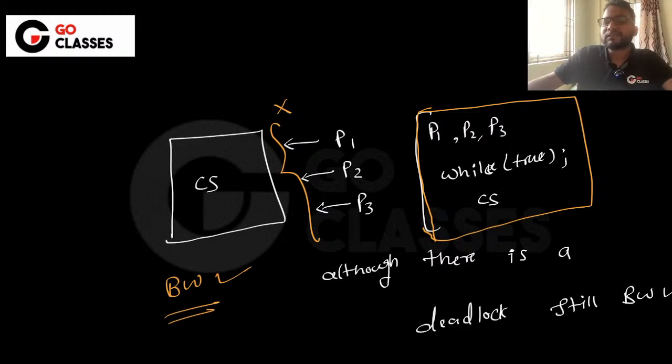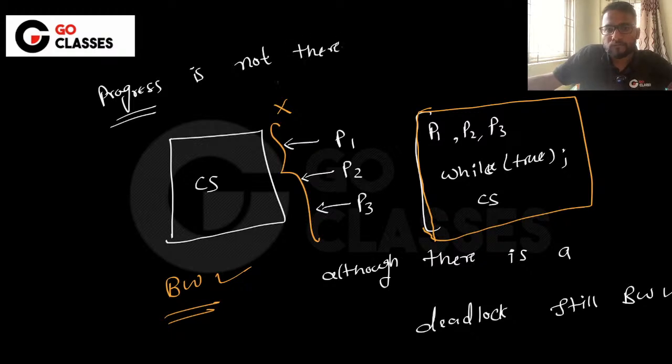Okay. Tell me, is there progress in this case? Suppose you have this case, let me know if progress is satisfied. See, progress and deadlock are opposite to each other. If deadlock is there, then you cannot have progress. So progress is not there, because there is no progress in the critical section, right? Is this okay to everyone? Okay, now let's move further.